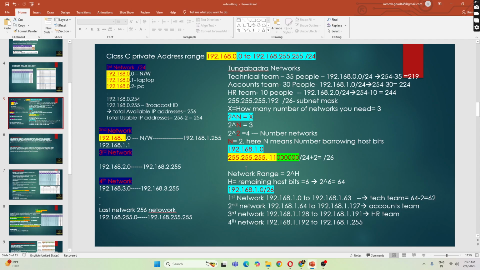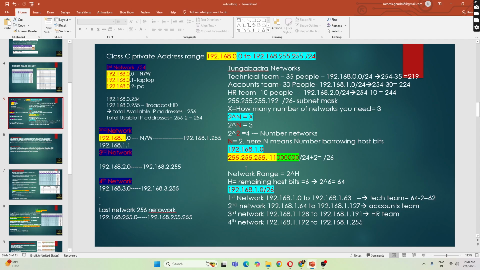A network which can be divided into multiple networks by borrowing host bits. First of all, you need to start from why we need subnetting, based on the company requirement or your requirement. You are dividing one network into multiple networks by borrowing the host bits to save the IP addresses. In this definition, I added why it is required, how you can do this, and what the purpose of doing this is. All three aspects I combined and created a definition like this.